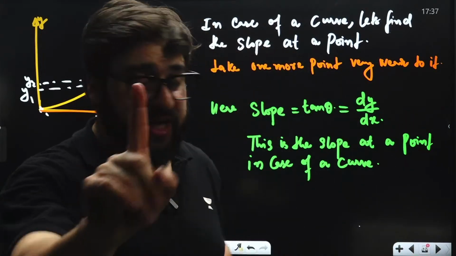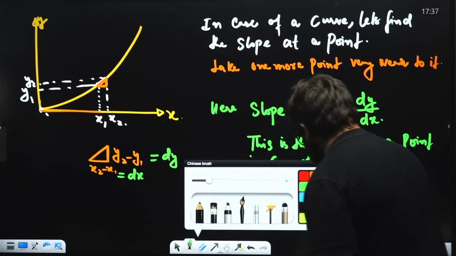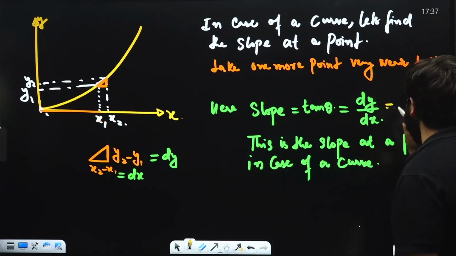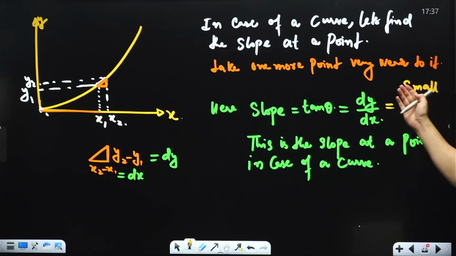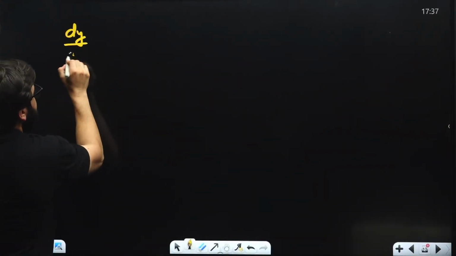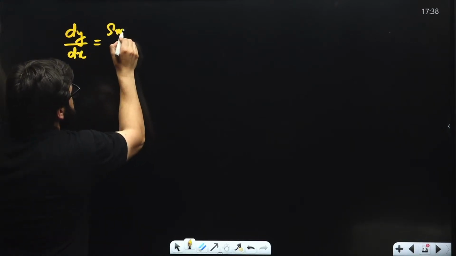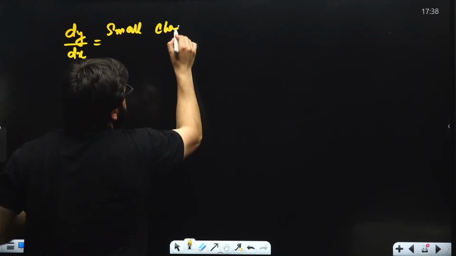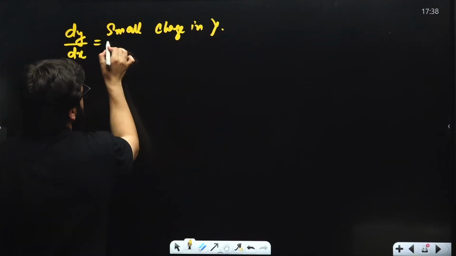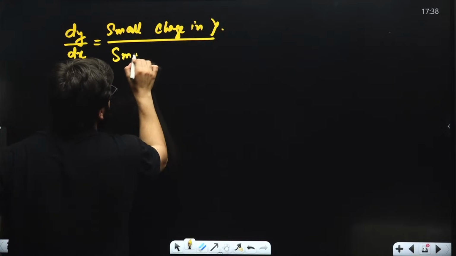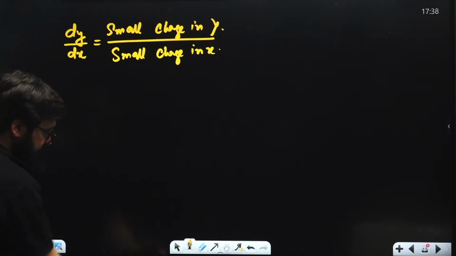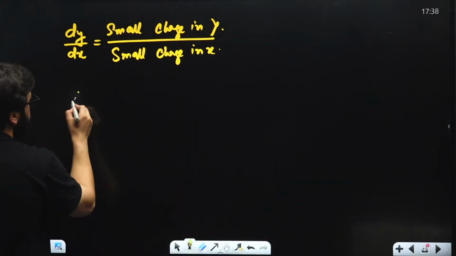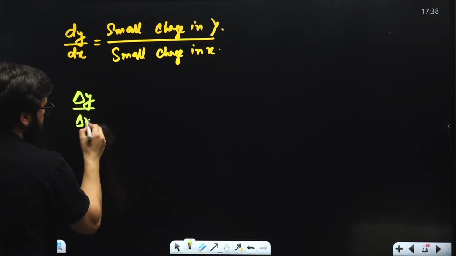Guys, please tell me in the chats. And one more thing. What is this dy by dx? I can write over here: this dy by dx is small change in y divided by small change in x. And if I mention over here delta y divided by delta x, what is this?